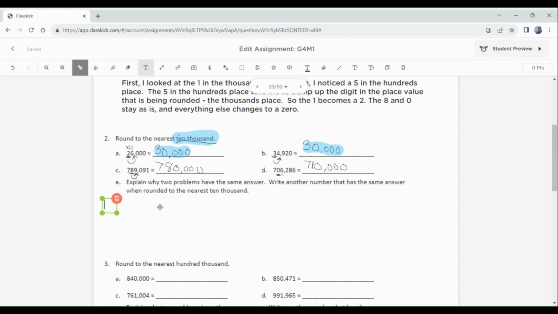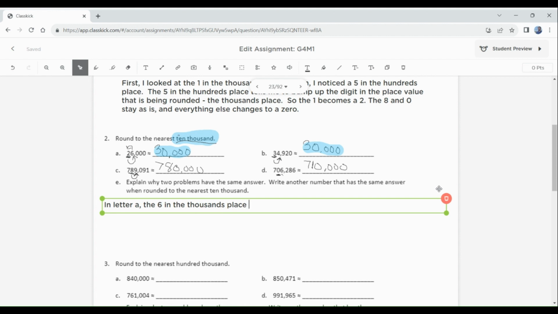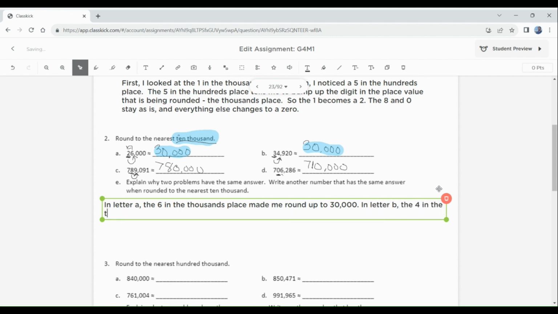So we're going to have to talk a little bit about what happened in letter A and letter B. So in letter A, the 6 in the thousands place made you round up to 30,000. In letter B, the 4 in the thousands made me round that number down to 30,000.